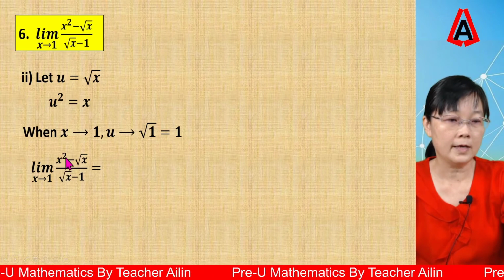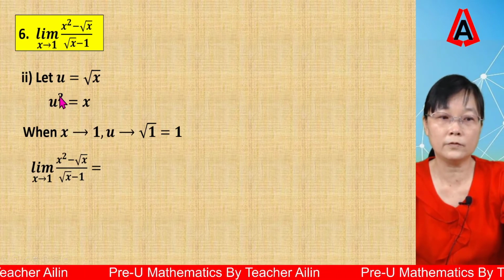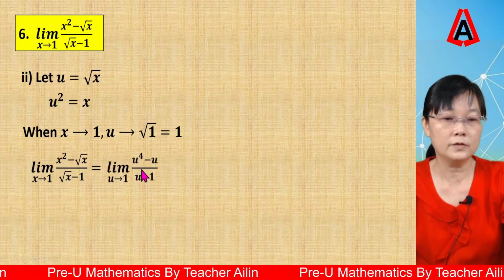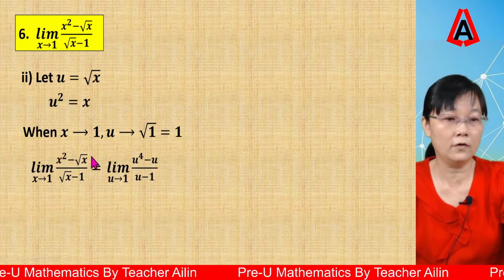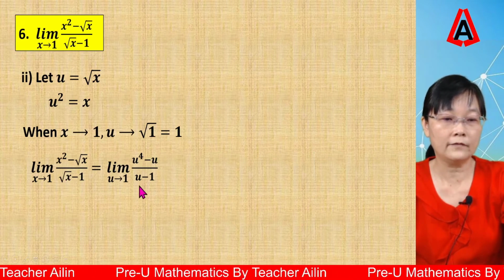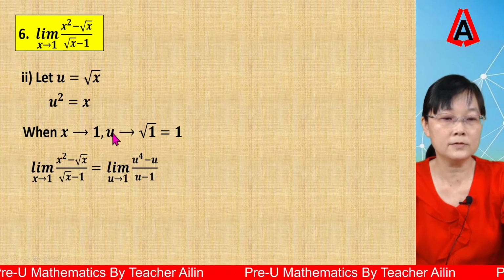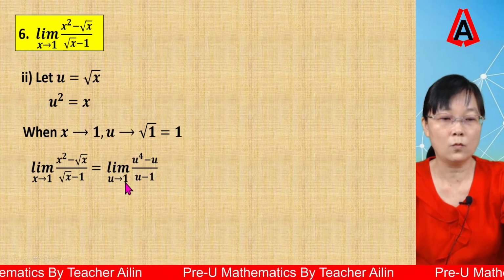So now x power 2, since x is equal to u power 2, means x power 2 is u power 4. Square root of x is replaced with u. X approaches 1 is replaced with u approaches 1.